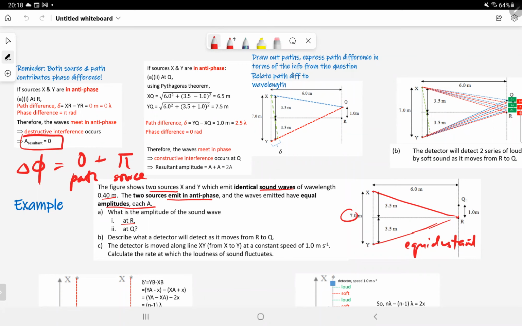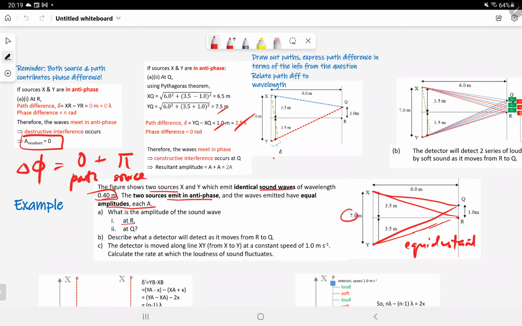What about for Q? For this kind of problem, you always need to physically draw out the path that the wave takes to go there. Then you can see one path is longer than the other. Path difference is just the difference in the length. So you do the Pythagoras theorem, you get 1 meter as a difference, and you relate it back to the wavelength, 0.4 meter. Oh, so this is 2.5 wavelengths.